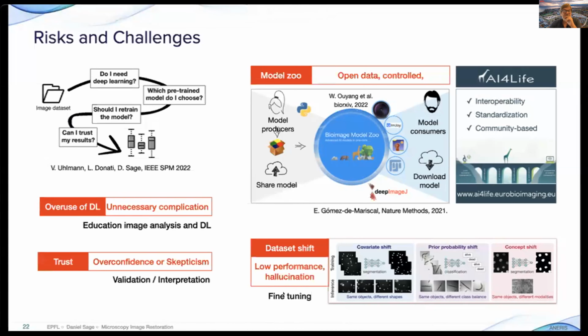And the next one, the more philosophical question: can I trust my results? With deep learning, some people are very confident, maybe overconfident, in the result, and others could be skeptical because it's only based on the data. Here, the only thing you probably have to do is to have more validation and to be able to interpret the result that you obtain with deep learning and with the model that you have built.